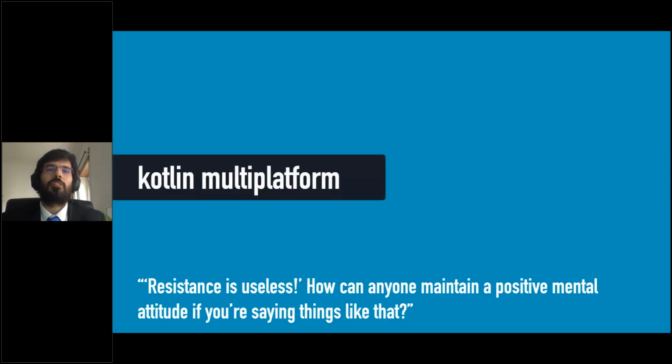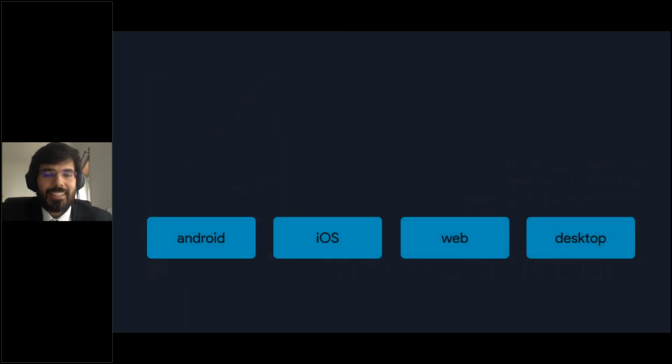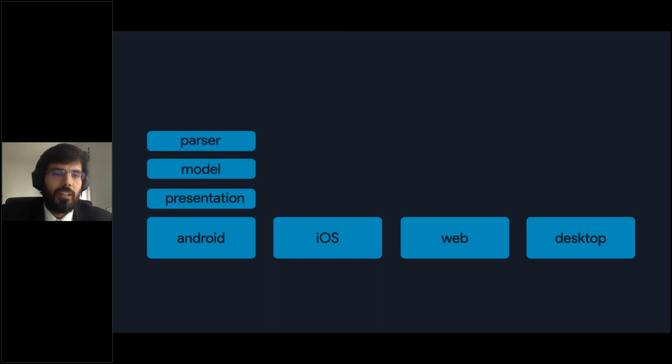So let's talk about Kotlin Multiplatform and what is Kotlin Multiplatform. It's when you use Kotlin in projects that target more than one platform, right? Easy. Let's see this example. We want to develop an application for Android, for iOS, for the web, and for desktop. So typically, our application will have a presentation layer. We'll also have the model, the parser, the network, and then we're going to implement the views.